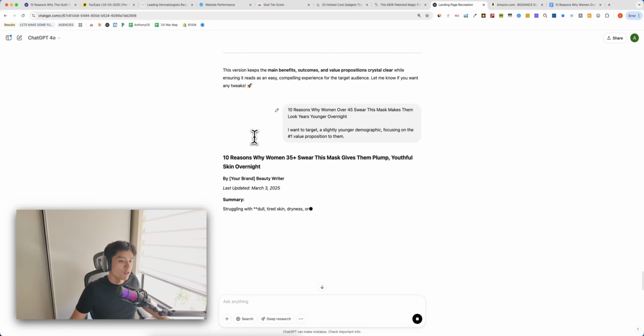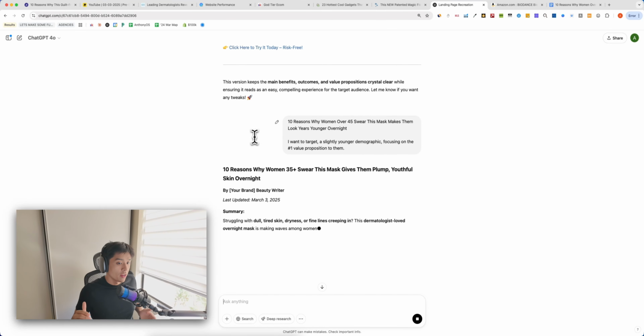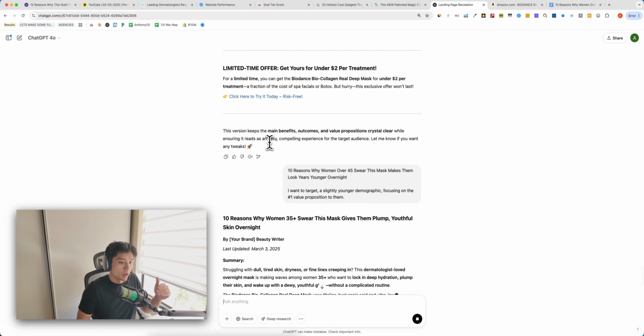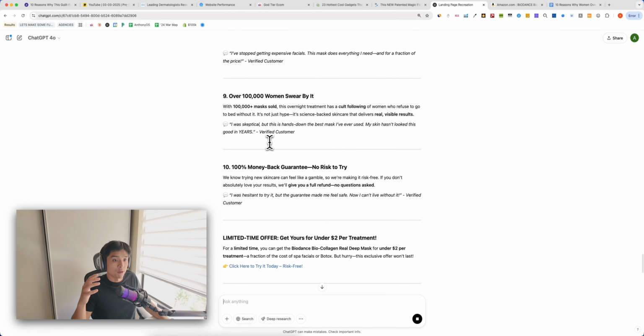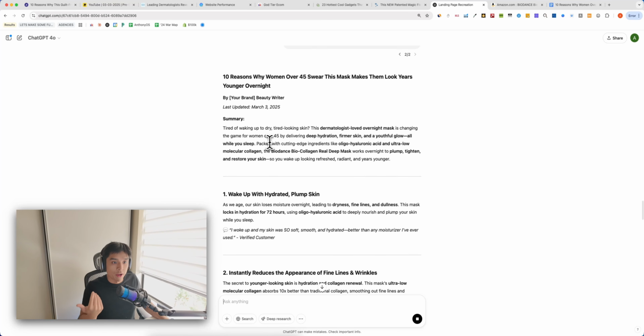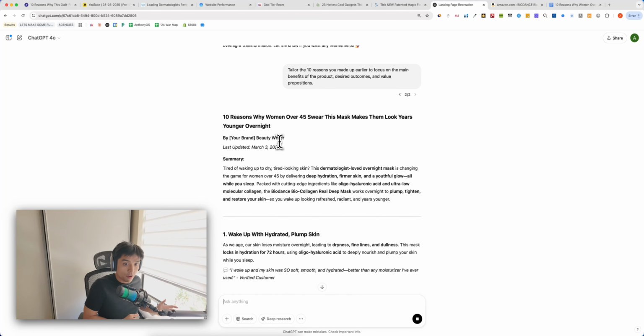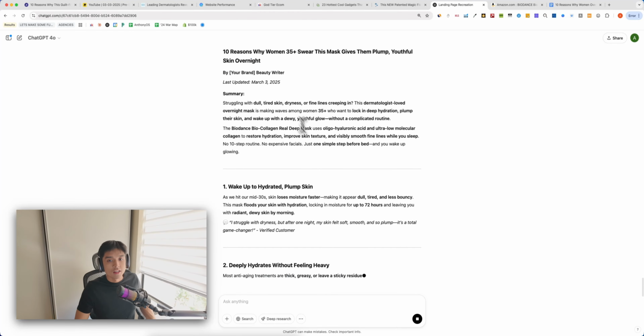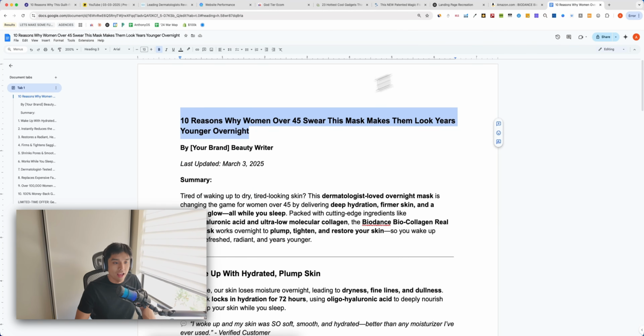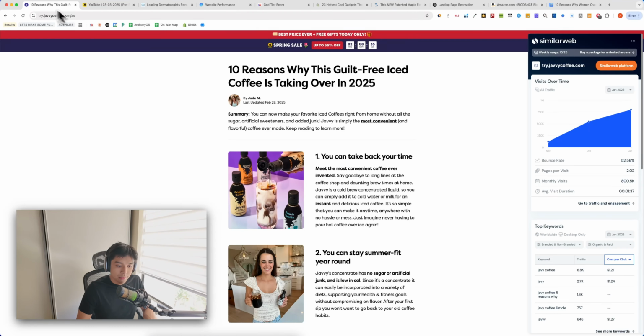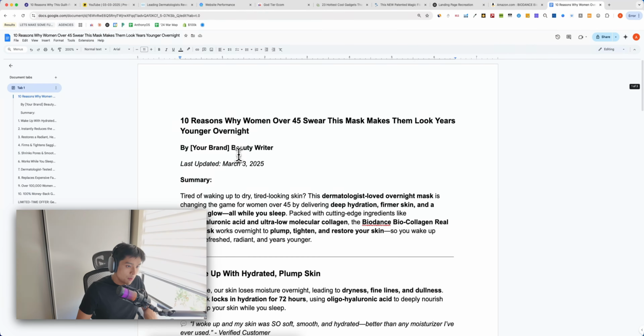Boom. So now I have 10 reasons why women who are above 30 swear this mask gives them plump, youthful skin overnight. Because women at around 30 might not want to necessarily look younger, but more so just have better looking skin. Whereas women who are over 45 might want to look younger, right? So there's different semantics and ways that you can phrase things depending on the demographic that you're targeting. The most important thing though is that you actually have evidence-based observations that are fueling your listicle. But as you can see, literally 15 minutes and I am rambling and yapping like crazy.